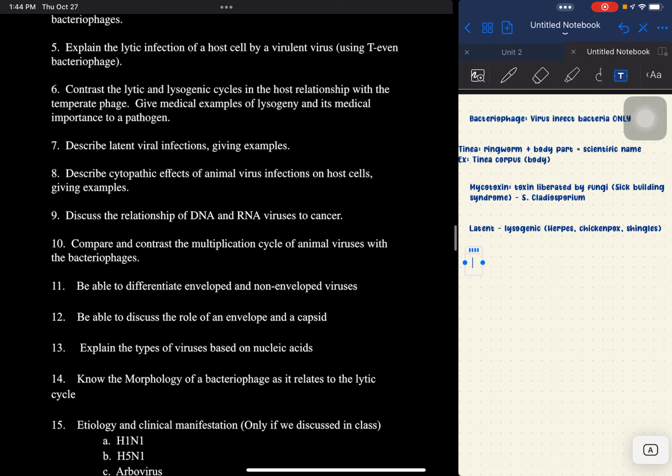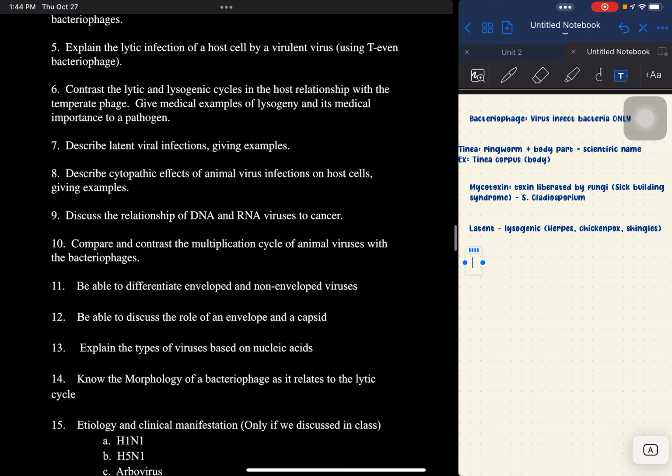And then remember, the lysogeny cycle basically says that when the viral component is lysogenic, every single cell that comes from that line has that virus part in it. Okay?